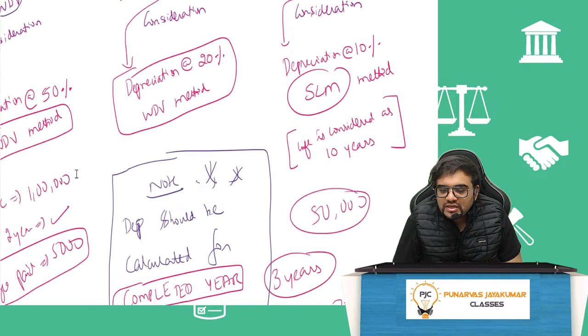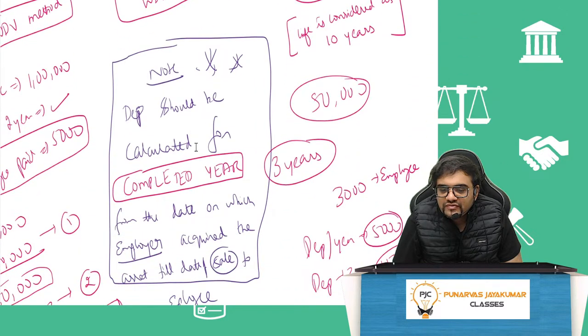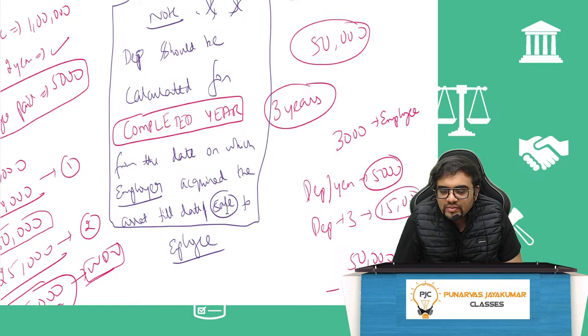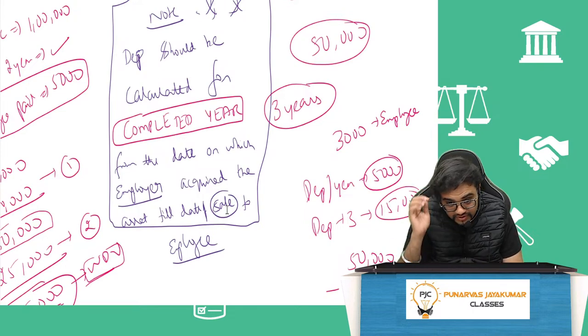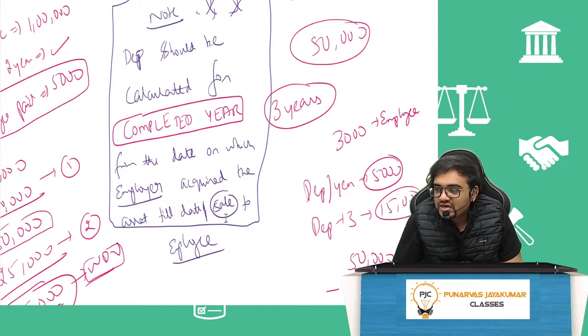Most important thing, depreciation should be calculated for completed years from the date on which the employer acquired till the date of sale to the employee. If it is 10 and a half years, ignore the half year. 3 and a half years, that half year, ignore. 2 and a half years, half year, ignore. Completed years of service.